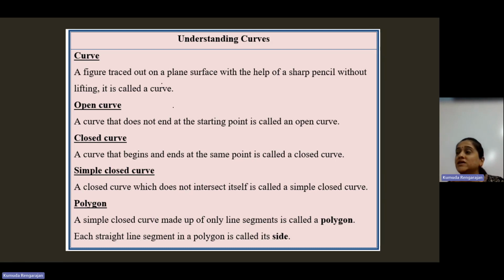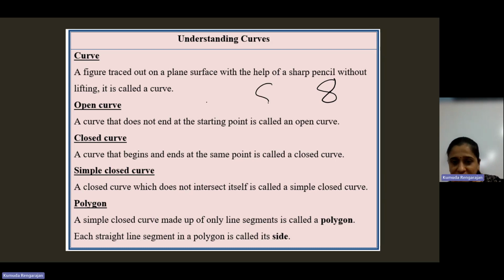All right. So simple means the curve should not intersect itself. The word simple means the curve should not intersect itself. It should not cross over itself. Now see, when you draw or trace this number 8, the curve intersects itself here. It goes over itself. It crosses itself.